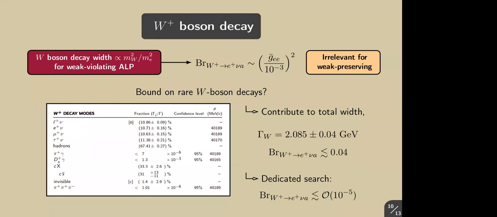Because when PDG is reporting the decay width, it is not looking at all possible decays. It is looking at a subset of the decays, if my understanding is correct.